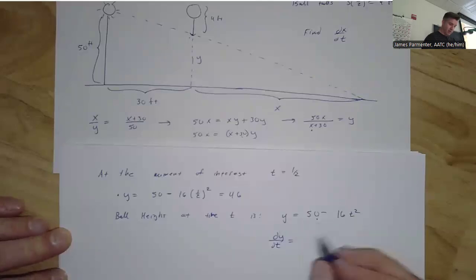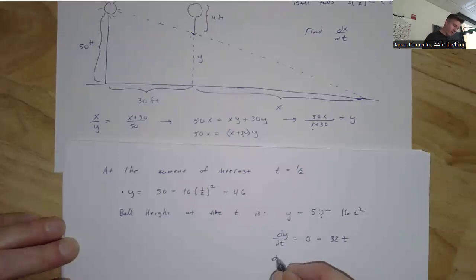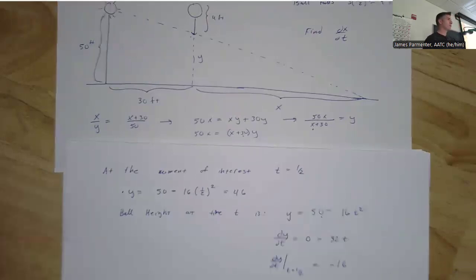So dy/dt is going to be 0 minus 32t. Not surprising. That's your usual velocity at time t seconds after you dropped an object. Negative 32 feet per second per second. So then if we plug in 1/2, our dy/dt at t equal to 1/2 is going to be negative 16.